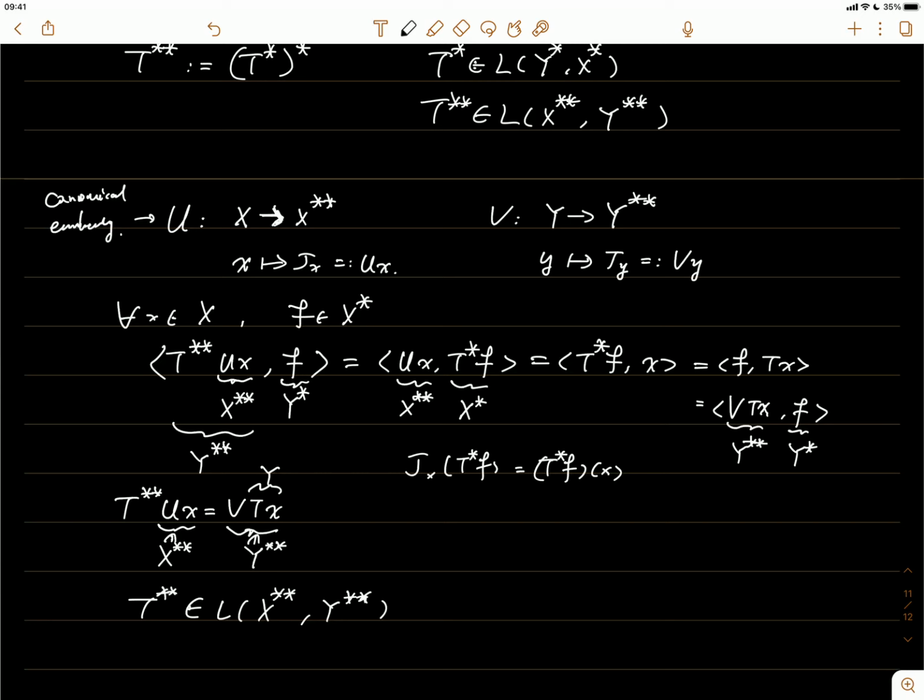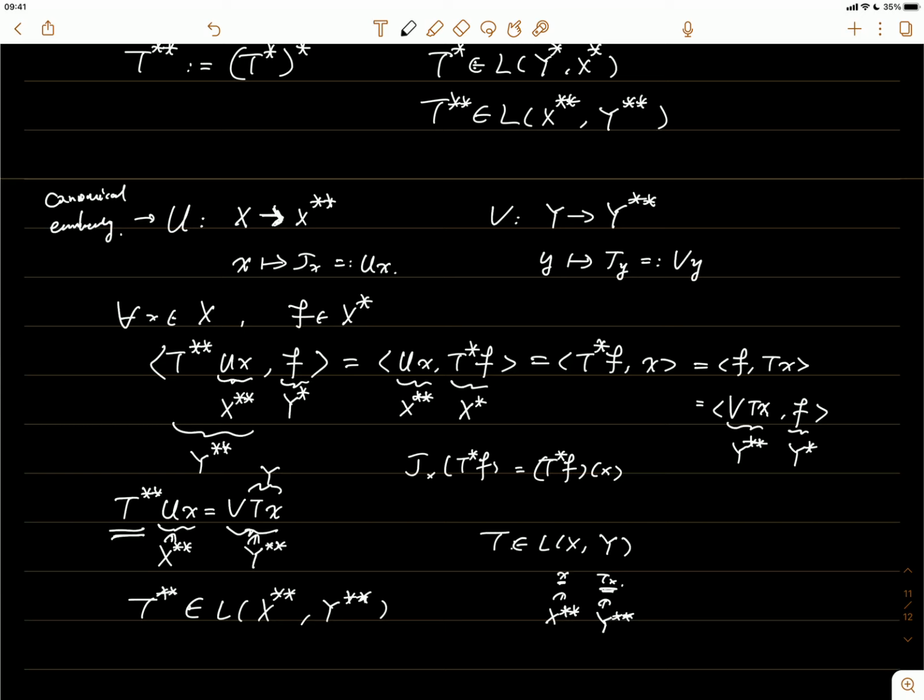You can think of this as follows: T originally is a mapping from X to Y, so it maps any x to Tx. If we treat them in their biduals, as in X double star and Y double star, then that coincides with the T double star right here.